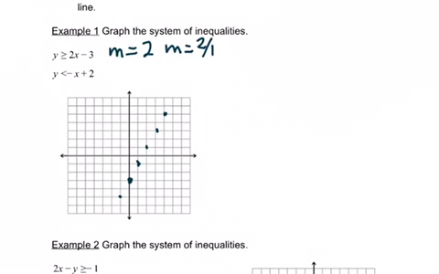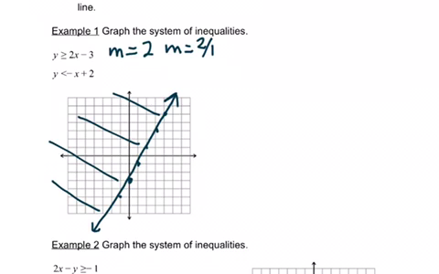Now my inequality is greater than or equal to. That tells me that the points on the line are part of the region, are part of the solution. So I'm going to use a solid line. And for this graph, because it's greater than or equal to, I would shade above the line, which means I'm going to shade on this side.